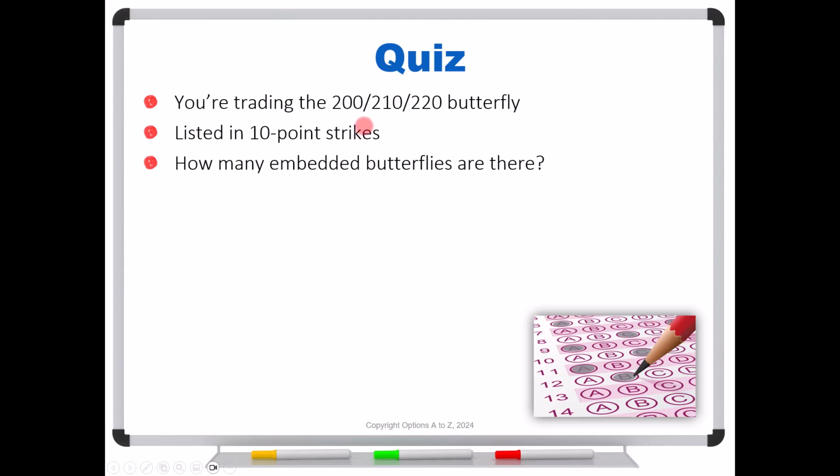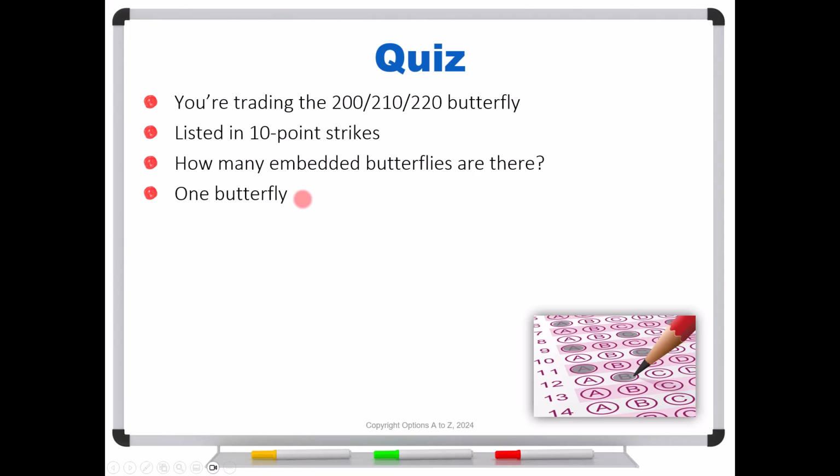Well, how many steps are there from the left wing out here to the center? Remember, we have to count by tens because they're listed in 10-point increments. So we go 1, and there we go. We're at 210. We're at that center strike. We only took 1 step. So there's 1 butterfly. You're looking at it, 200, 210, 220. And that should make sense because we can't trade the 200, 205, 210. This is it. So that is 1 butterfly.